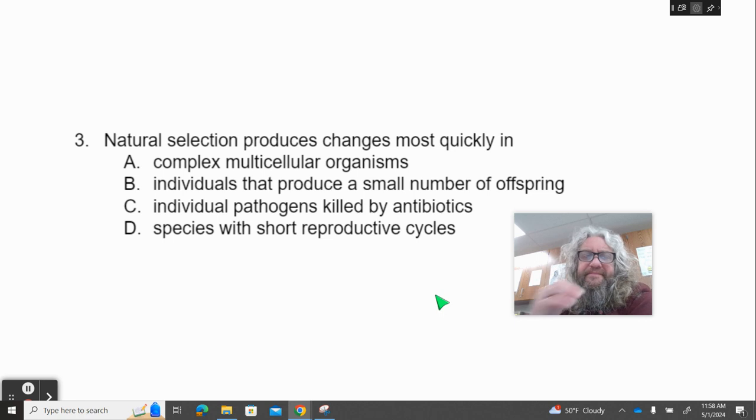Number 3, natural selection produces changes most quickly in A, complex multicellular organisms, B, individuals that produce a small number of offspring, C, individual pathogens killed by antibiotics, or D, species with short reproductive cycles.